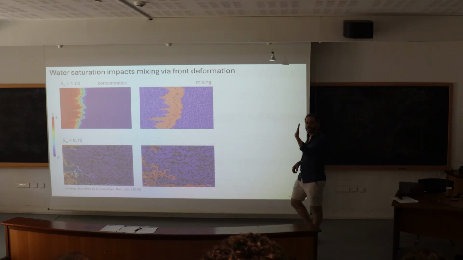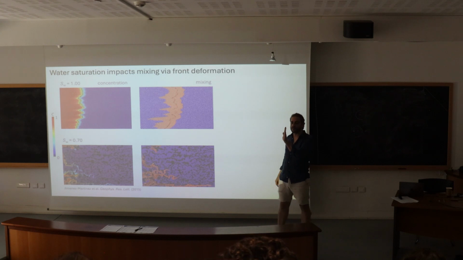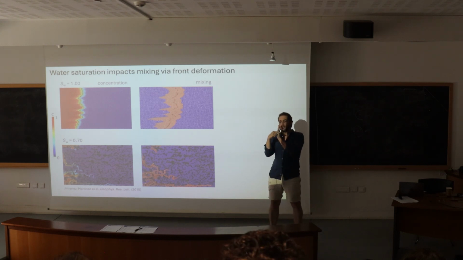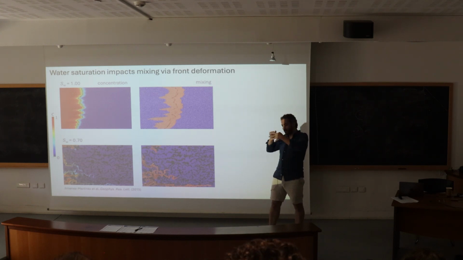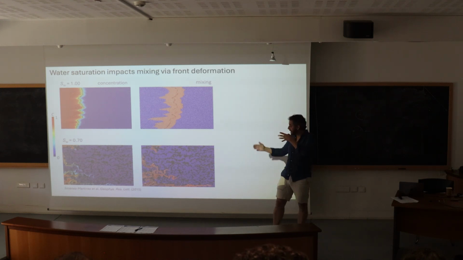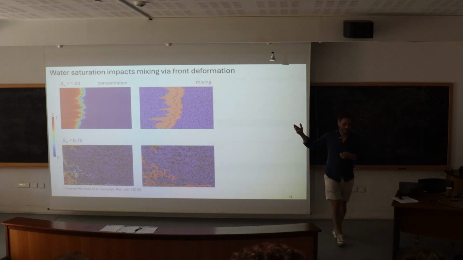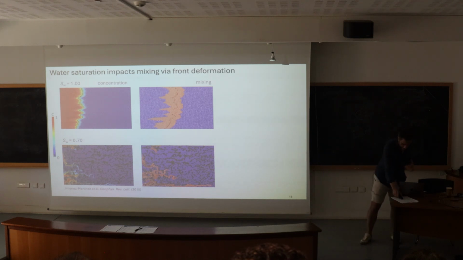If we have a front that is moving like that, what is the surface for diffusive mass transfer? It's only this one. If I have a front that is like that, this is all the surface that I have for diffusive mass transfer. That's the main difference that is induced in this case by the presence of an immiscible phase.